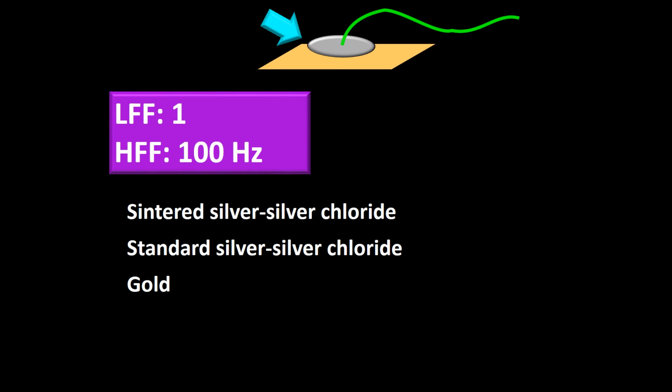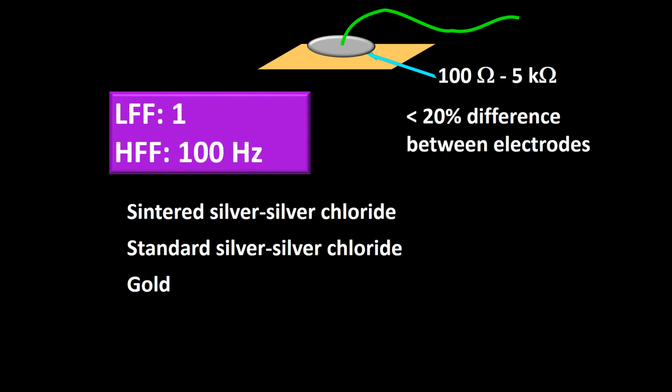The electrodes to be used are the same as those used for EEG. Silver chloride are probably the best. The impedance should be kept between 100 and 5,000 ohms, and no more than 20% difference in impedance should exist between any pair of electrodes.